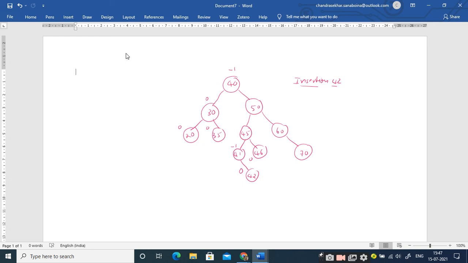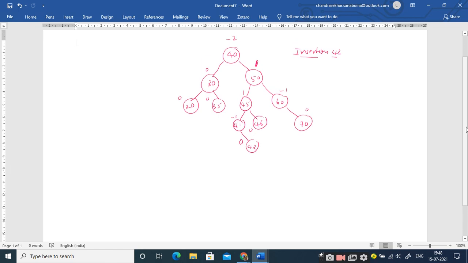45, 1. 50, -1? It is 3 minus 2, 1. What about 40? It is 4 minus 2, that is -2. 60? -1. So what should you do here? Where is the imbalance? At 40. So the balance factor is violating at node 40, right?